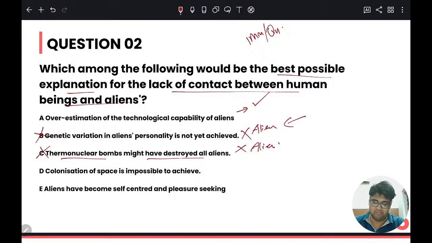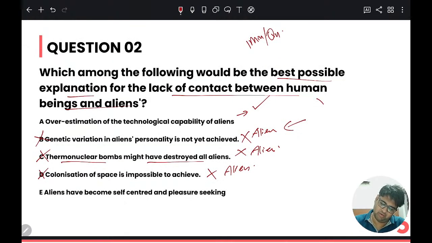Colonization of space is impossible to achieve. Who said that? Even today we are sending people to Mars, we are sending people to the Moon. So why can't we colonize? Again, alien concept. But this is also not the case for contact, right?